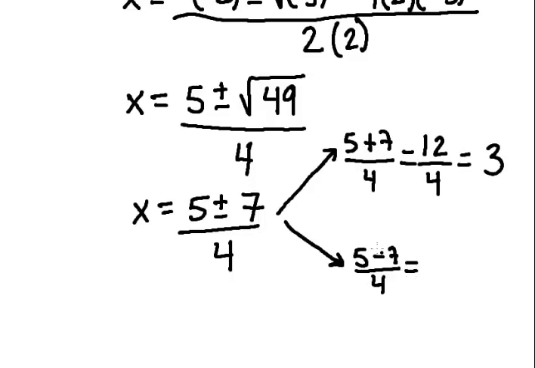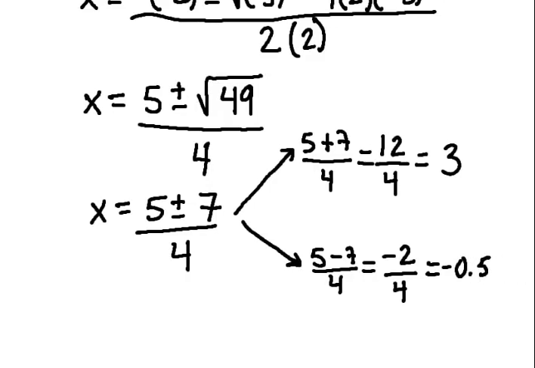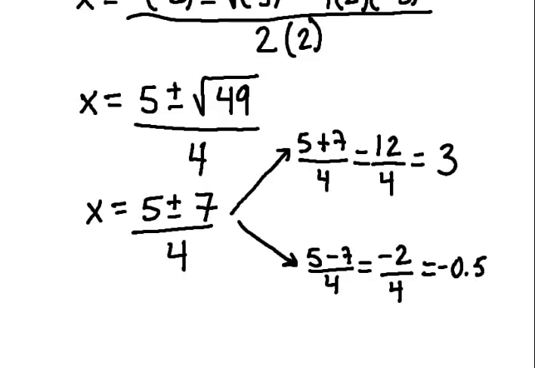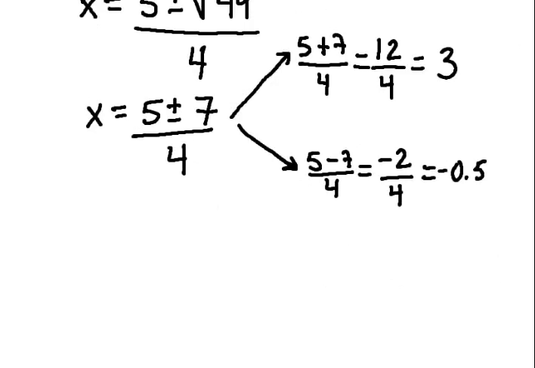Let's do the other part of the process. If I subtract 5 minus 7, I will get negative 2. And if I divide negative 2 by 4, I will get negative 0.5. That will be the answer of the process, up and down. Now, notice that I have 2 solutions. 3 is one of them, and minus 0.5 is the other one.